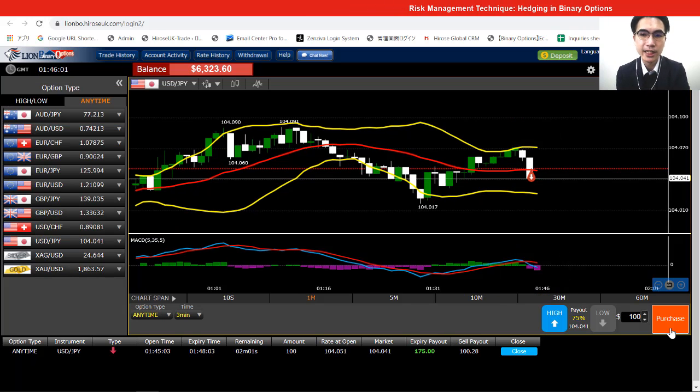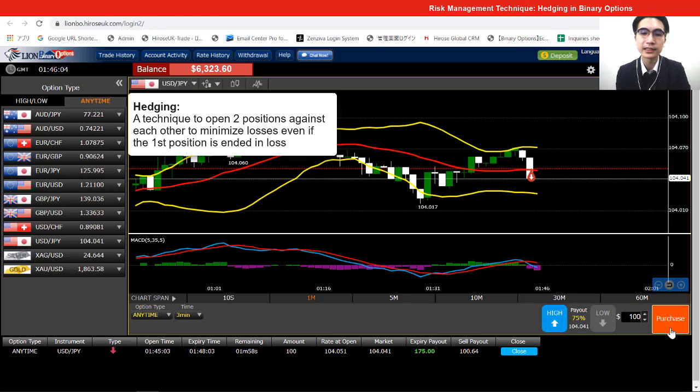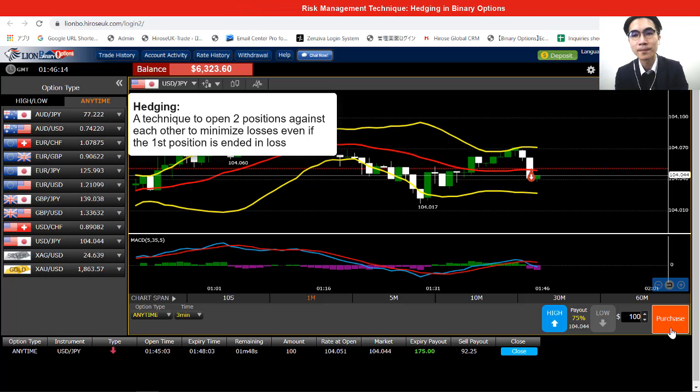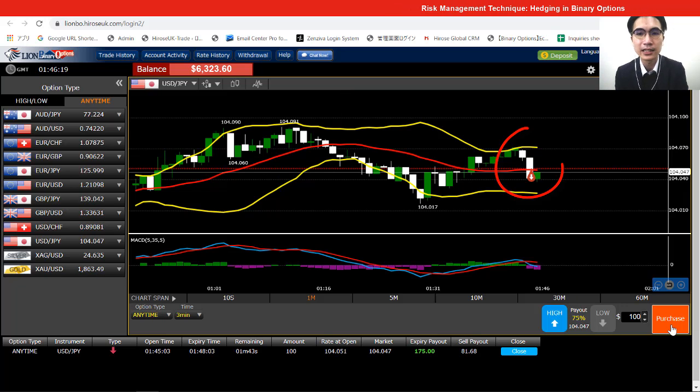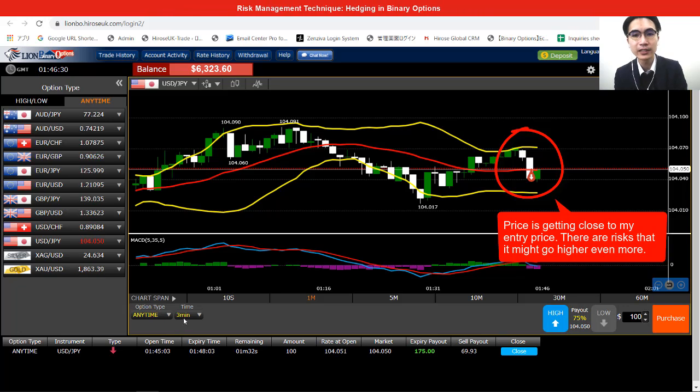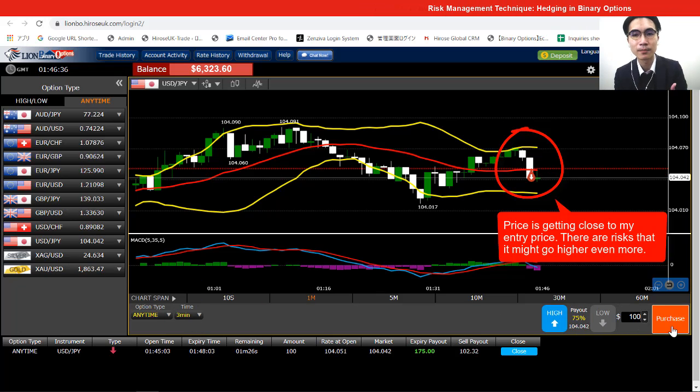Next I will talk about hedging a little bit. Hedging is a technique for you to open 2 positions that are against each other. Just keep in mind that hedging is not for you to maximize your profit, it's to minimize your loss. Here you see now the position is going against me, so I don't feel confident that this trade is going to end smoothly. So now I will try to place another option that is against my first option.